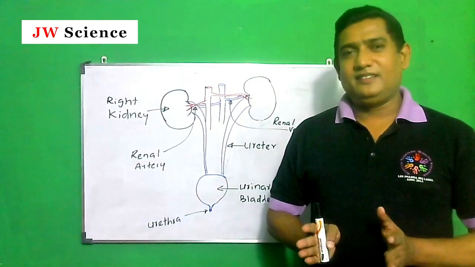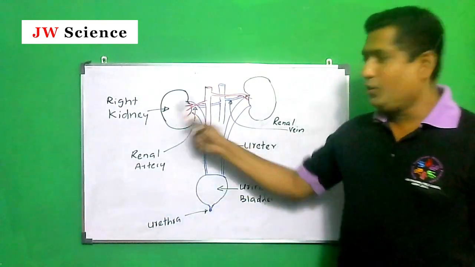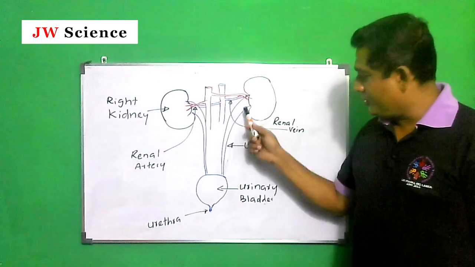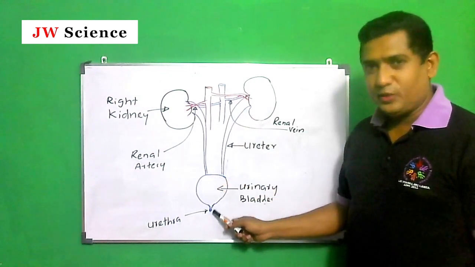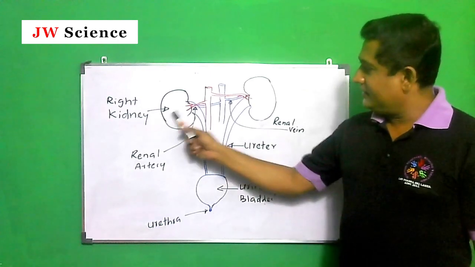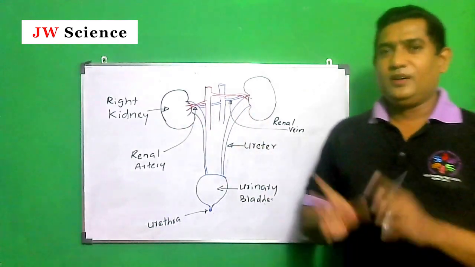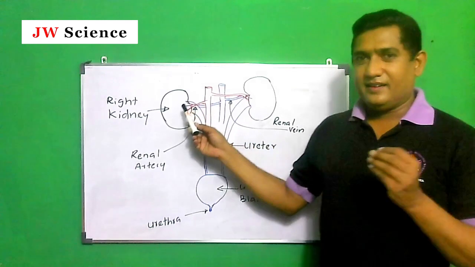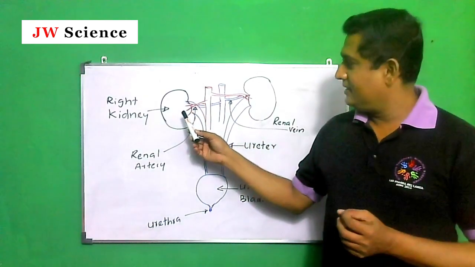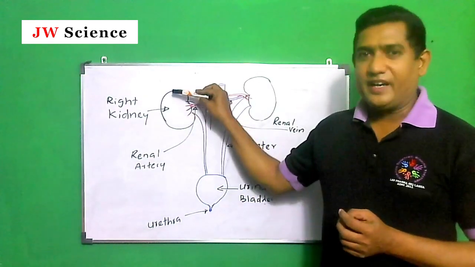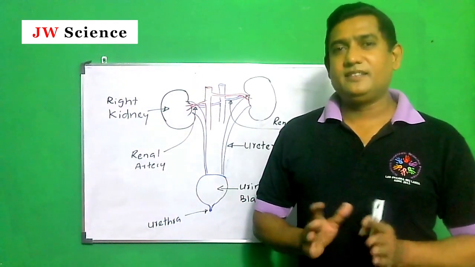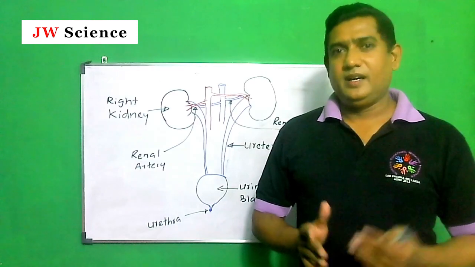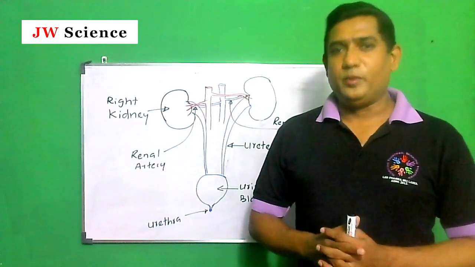Our urinary system is composed of two kidneys, two ureters, one urinary bladder, and the urethra. These kidneys are bean-shaped organs, reddish brown in color, and they are 4 to 5 inches long. Our kidneys are located on either side of the vertebral column in the back of the lower abdominal cavity.